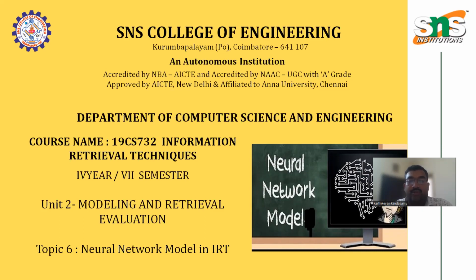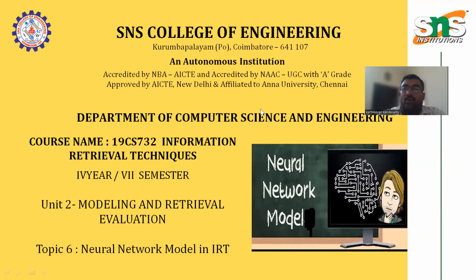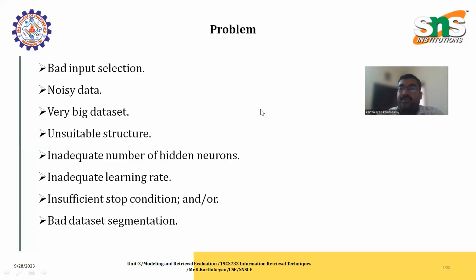Unit number 2, Modeling and Retrieval Evaluations. Topic number 6, Neural Networks and Modeling in Information Retrieval Techniques. We will look at the problem statement, and next what is a neural network model, why it is important, and its use in information retrieval techniques.